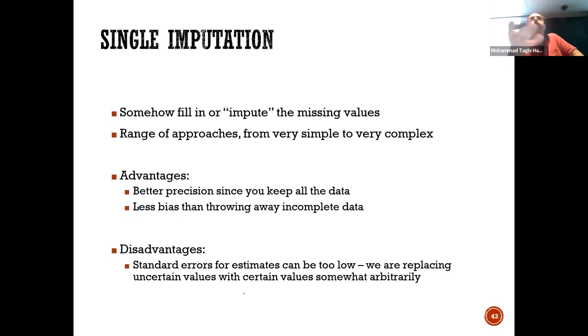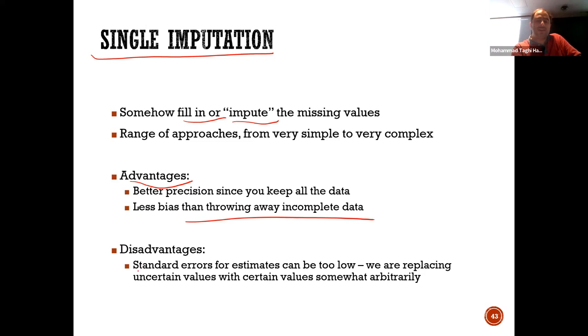The other approach is to fill in the missing values, which is called single imputation. So you try to fill in or impute the missing values. This is a simpler one versus the harder one. The advantage is that you have better precision since you keep all the data, you don't lose them, and you have less bias. The disadvantage is that if you are not careful, with these things that you are adding, the standard error, the deviation would be much less. So you may not have that much variance that you have in your actual data. I will explain this one next.